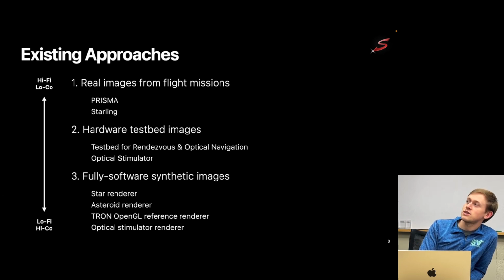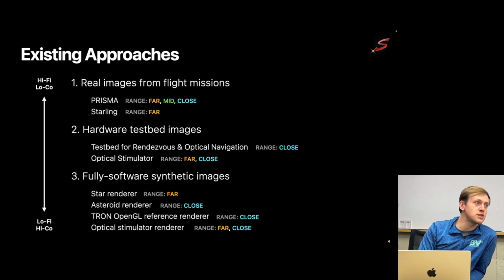And so for our software synthetic images, the lab, of course, has an array of different software tools that have been used to generate images in the past. We have ones focused on stars and distant space objects that have been used for Artemis. We have asteroid rendering that's been used for the ANTS project in the past. We have an OpenGL reference renderer for the TRON hardware testbed, and we also have an OpenGL-based renderer that's used for the optical stimulator. These are each geared towards slightly different regimes and types of images to generate.